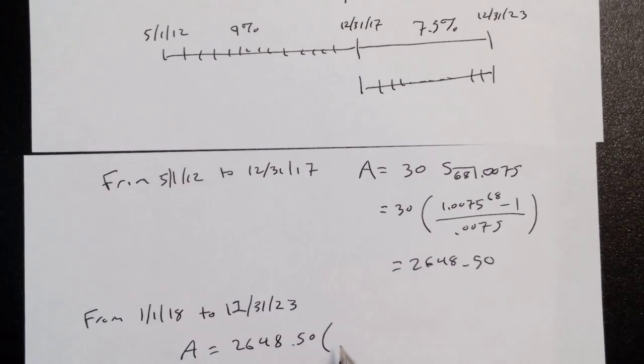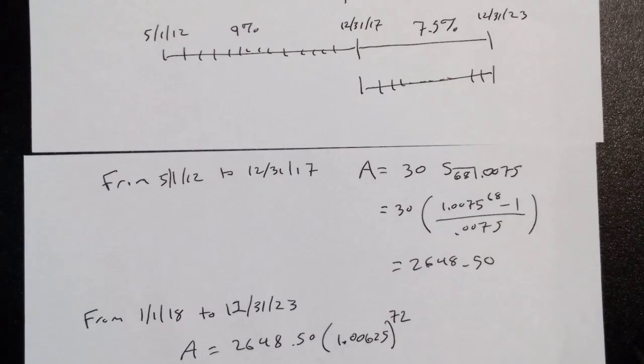2648.50 times 1 point. I need a new interest rate. What's my new interest rate? Which is? Because instead of 9, I'm down to 7.5% interest. Oh, how convenient. A nice terminating decimal. And that stays there for 72 months.